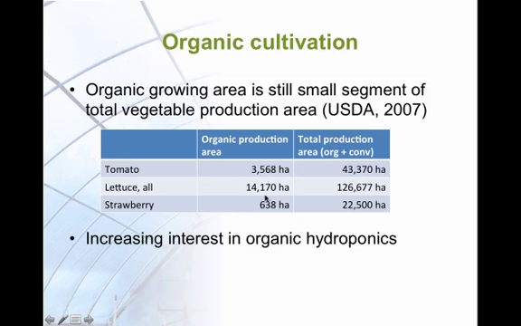The same thing for lettuce. So organic cultivation is becoming very popular and almost established a significant status in U.S. market of vegetables and fruits. But the actual percentage is very small. And at the same time, we see the increasing interest in organic hydroponics. In fact, in Arizona, there is a new commercial greenhouse operating south of Tucson, producing tomatoes organically using hydroponic system.